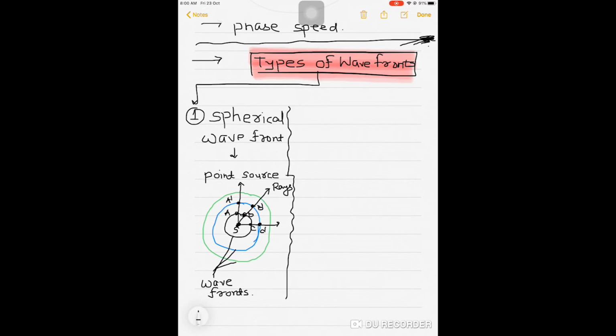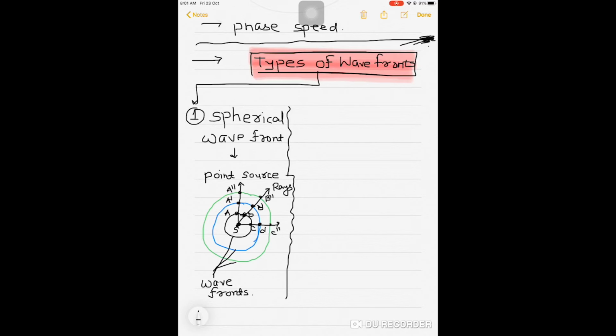In the same manner, here it is considered as A double dash, here it is B double dash, and here it is C double dash. So for all these points, A, B and C, we can say that the light, or the effect of the source, will reach at the same time. In the same manner, at A dash, B dash, C dash the same phenomenon happens, and the same happens at A double dash, B double dash and C double dash.